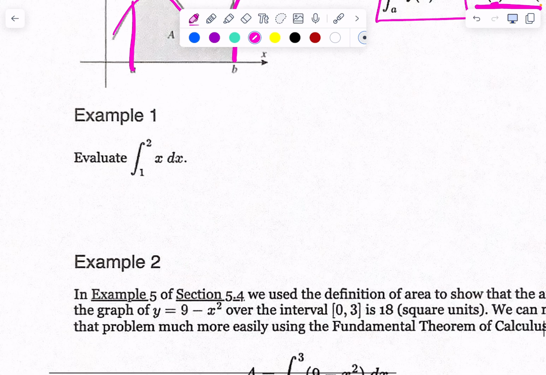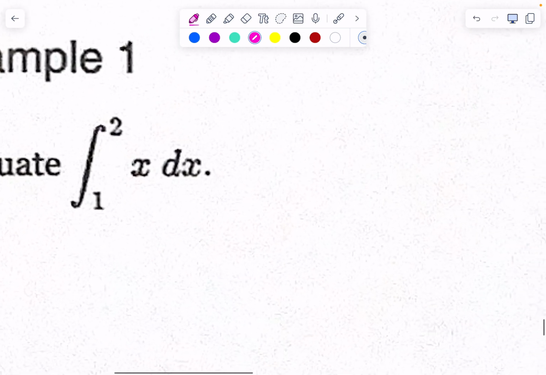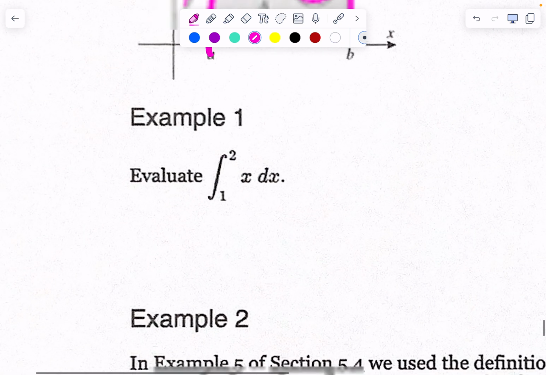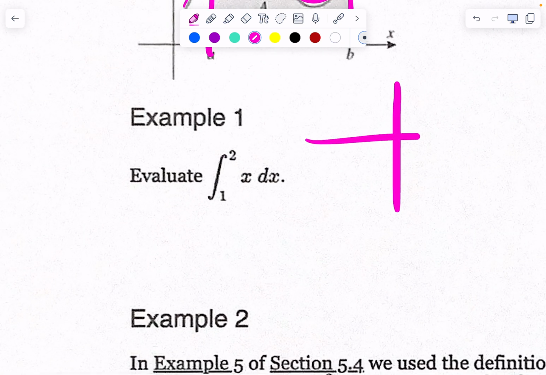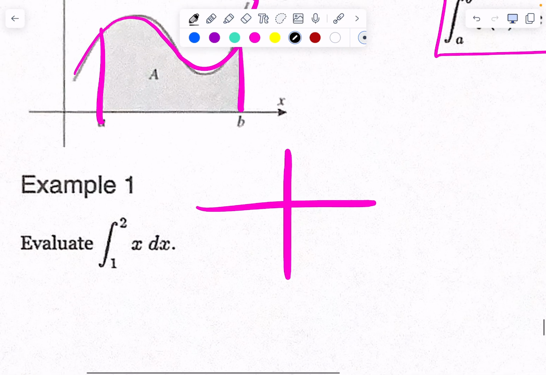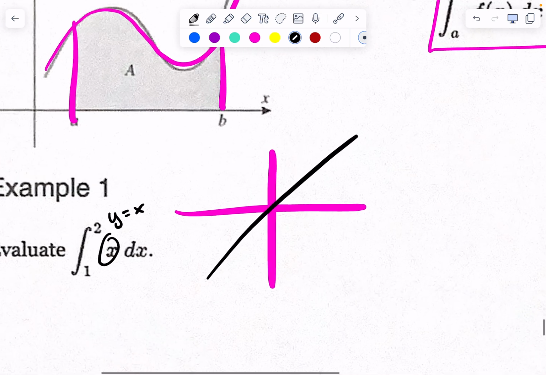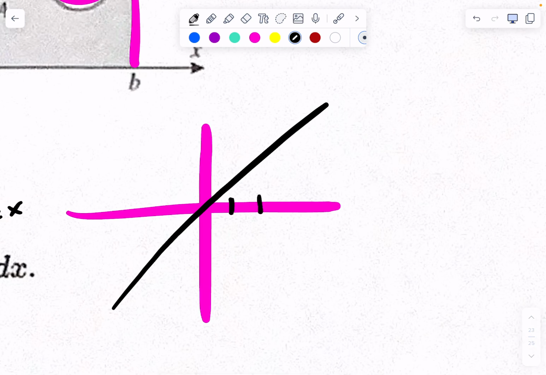Okay, example 1. Evaluating from 1 to 2, we are finding the area underneath the curve of x, so you know what you're evaluating. The antiderivative is 1/2 x squared. The graph y equals x is a linear function that looks like this, and you are finding the area from 1 to 2, this little area right here.